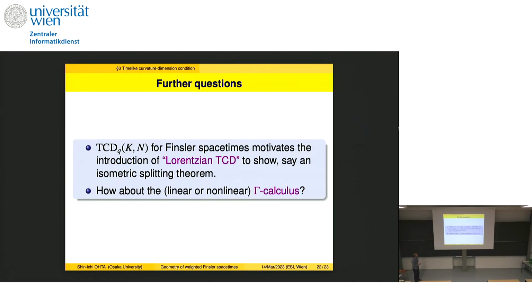Also, this is a naive question. I'm not sure this is natural from the Lorentzian point of view, but Gamma calculus is, as I said, a very powerful, successful theory in analysis and probability. If it has some applications in the Lorentzian case, I think it's also nice. And also in the Lorentz-Finsler case, we of course need to consider a non-linear analog of this concept.